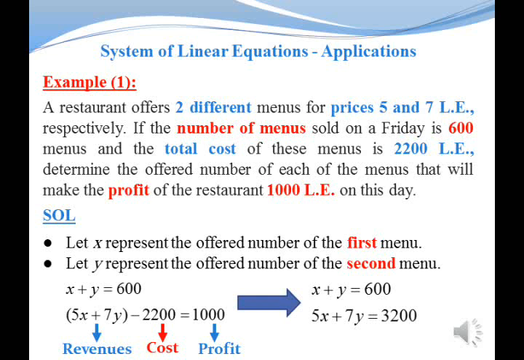Okay, so here we have an easy equation that the number of both menus should be equal to 600, and here we have the revenue minus the cost equal the profit, giving me this equation here. How did we reach from this equation to this equation? We just removed the 2200 to the other side, okay? And this is what we call our 2x2 system that we need to solve.